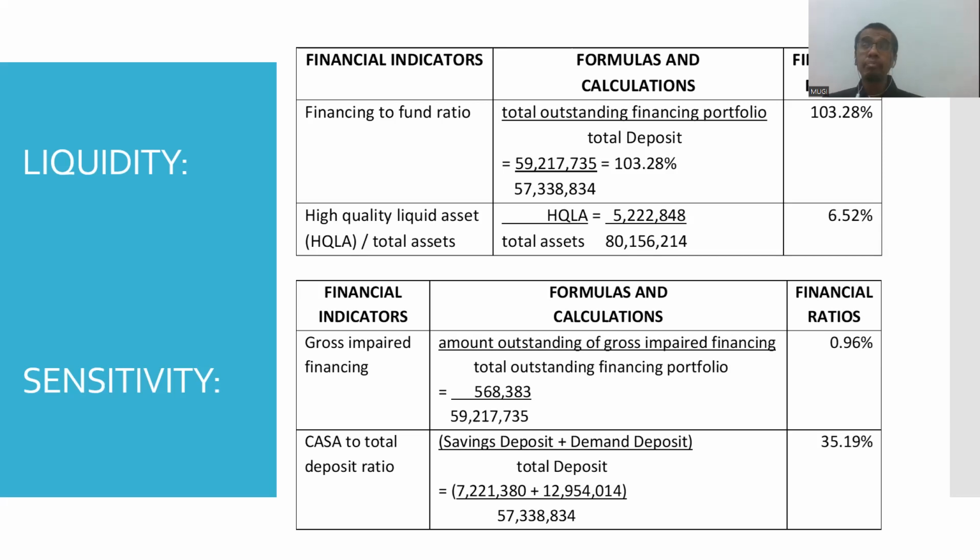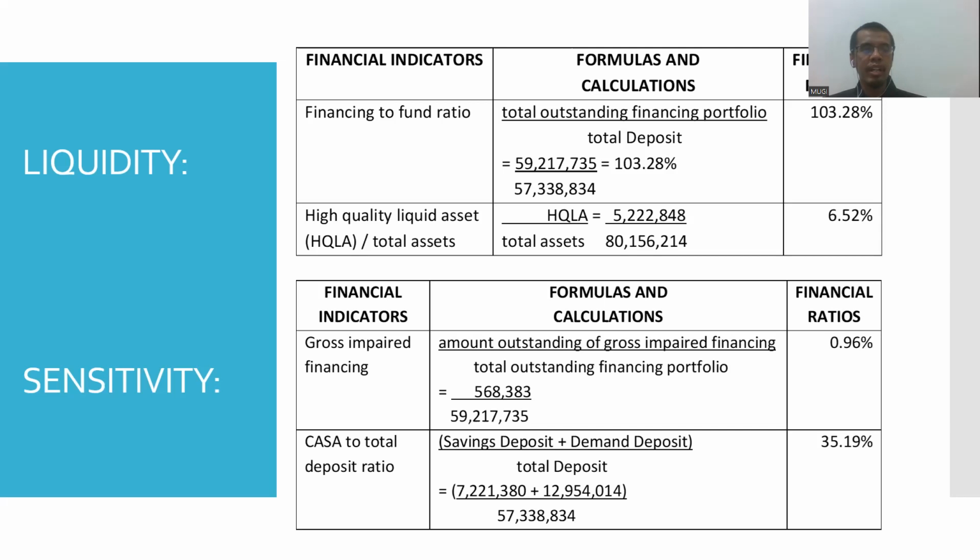And the next ratio is the CASA to total deposit ratio. The formula is saving deposit plus demand deposit divided by total deposit. From the financial statement, we get saving deposit 7.2 plus demand deposit 12.9 divided by the total deposit of 57.3, and we get the financial ratio of 35.19%.